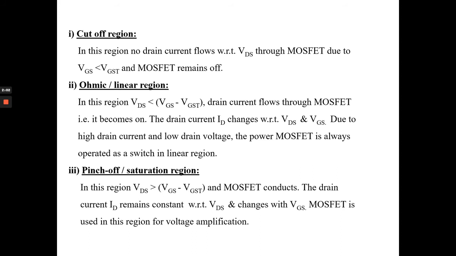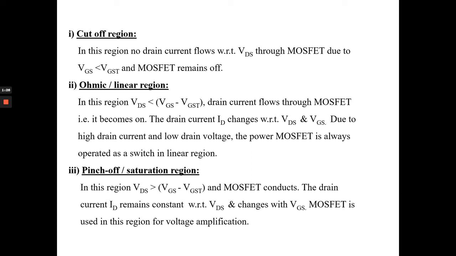In cutoff region, no drain current flows with respect to VDS through MOSFET due to VGS is less than VGS threshold and MOSFET remains off. And in ohmic or linear region, drain current flows through MOSFET, that is, it becomes on. The drain current ID changes with respect to VDS and VGS. Due to high drain current and low drain voltage, the power MOSFET is always operated as a switch in linear region.